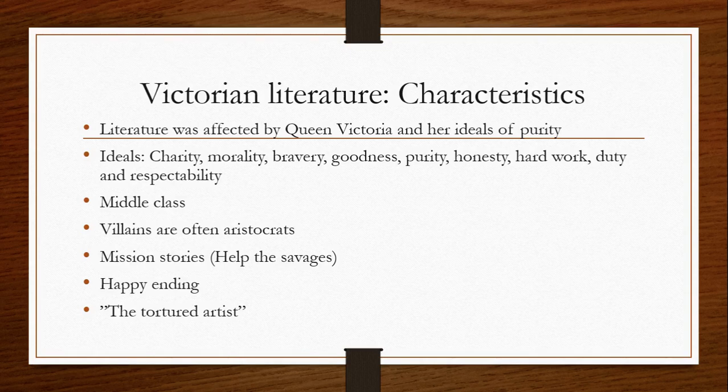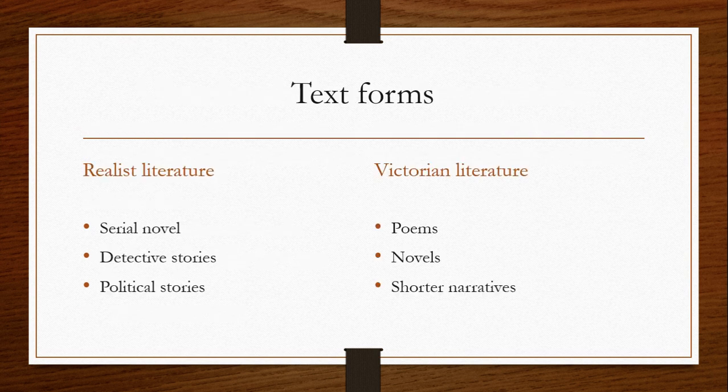So let's see what the next slide is. This is always exciting. Ah, yes, popular text forms. Realist literature is more fixed and, I don't know, it's not so fairy tale like. So popular forms of texts here are serial novels that can be published in magazines, detective stories, or political stories, right? To either send a message or to really show the gritty parts of life.